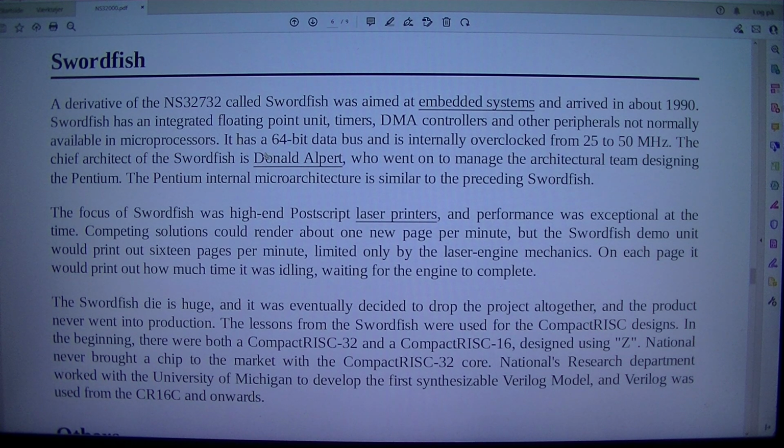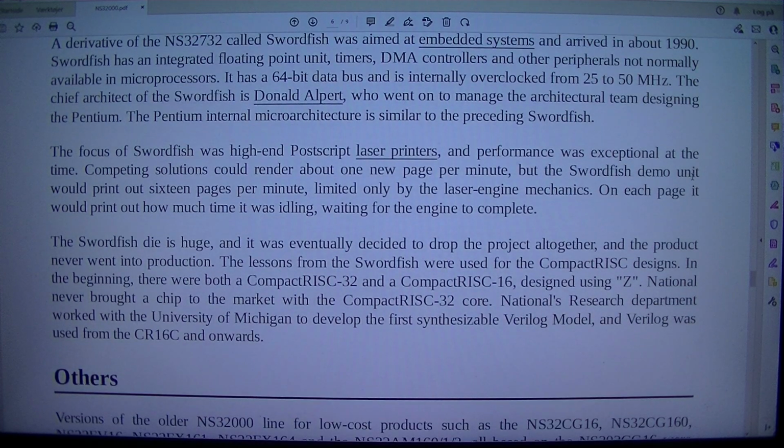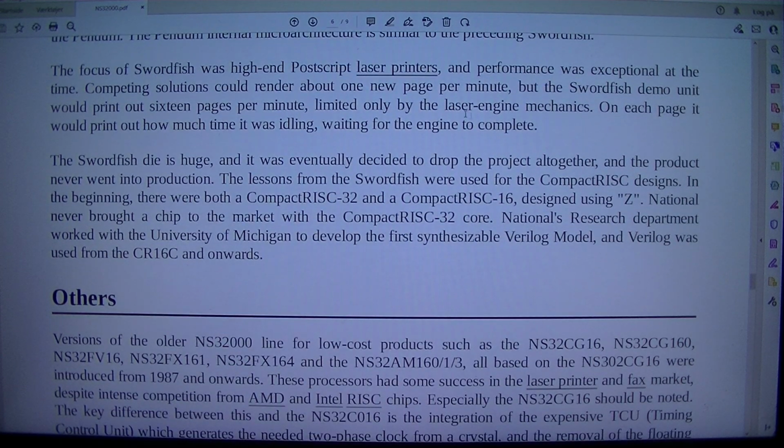It has a 64-bit data bus and is internally overclocked from 25 to 50 MHz. The key architect of the Swordfish is Donald Alpert, who went on to manage the architectural team designing Pentium. The Pentium internal microarchitecture is similar to the preceding Swordfish. The focus of Swordfish was high-end PostScript laser printers, and performance was exceptional at the time.